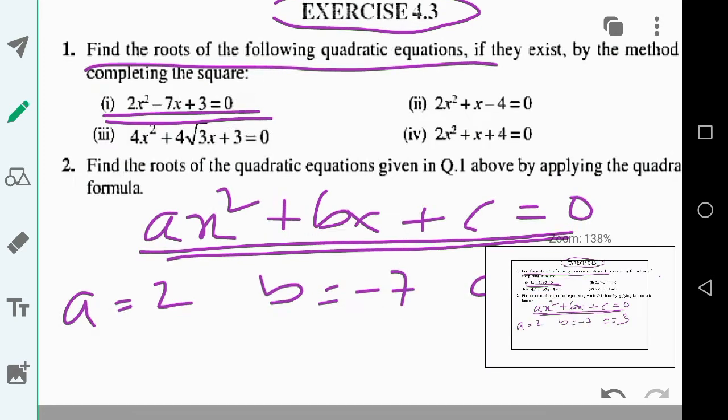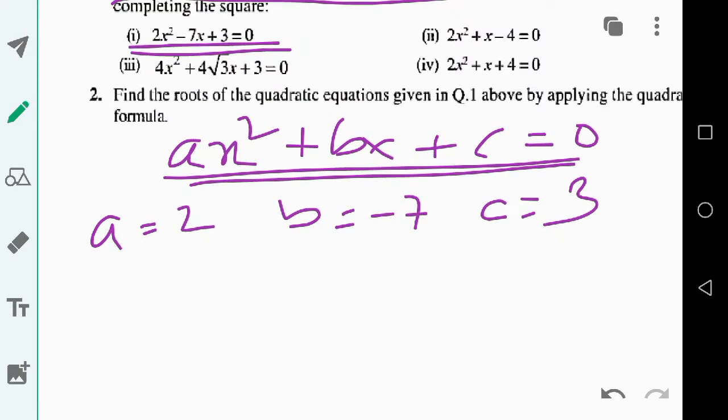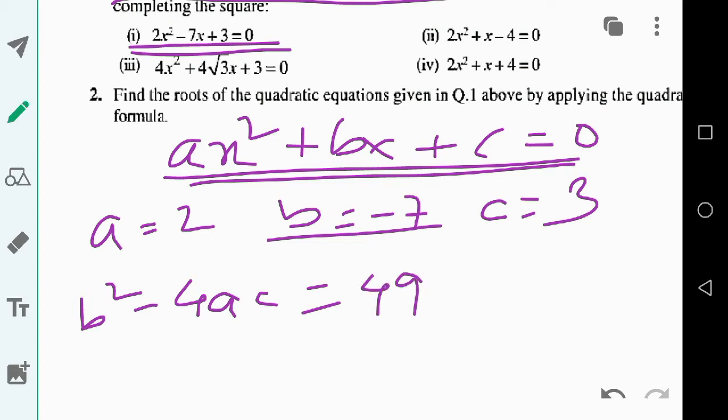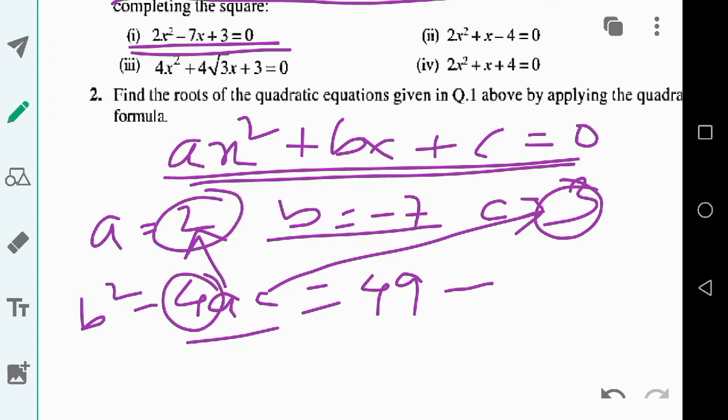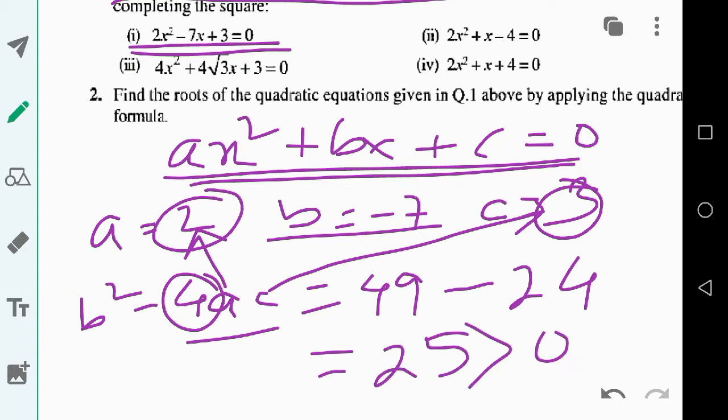Now let's determine the value of b square minus 4ac. Here b is minus 7, so minus 7 square will be plus 49, minus 4ac. a is 2 and c is 3, so 3 twos are 6, 6 fours are 24. 49 minus 24 is 25, which is greater than 0. That means this equation has real roots.